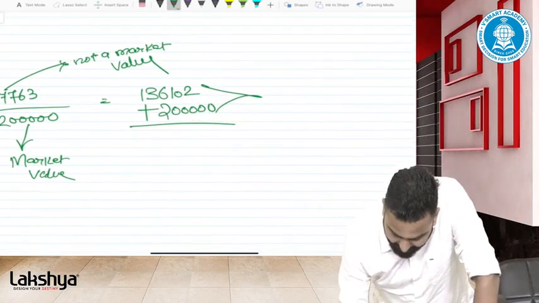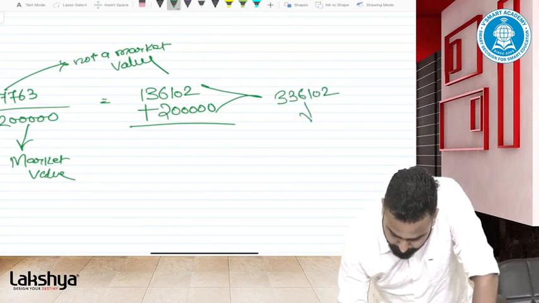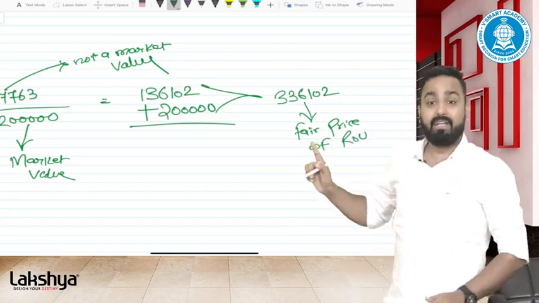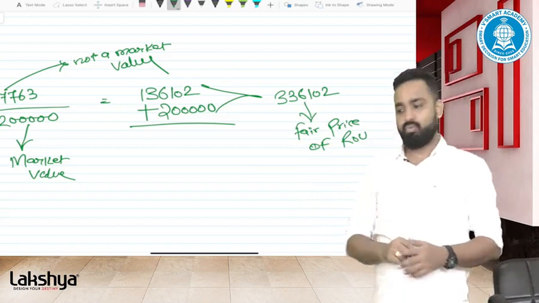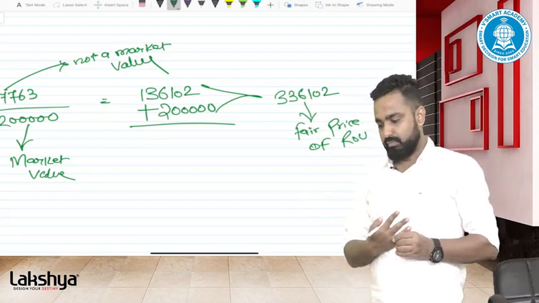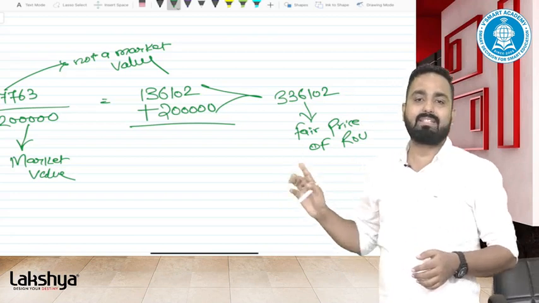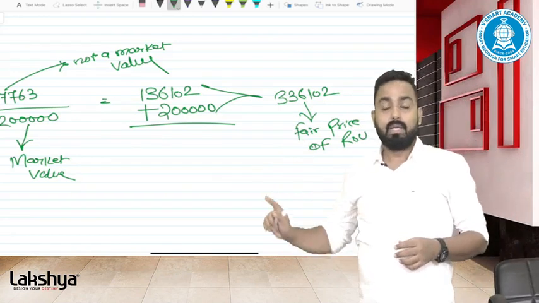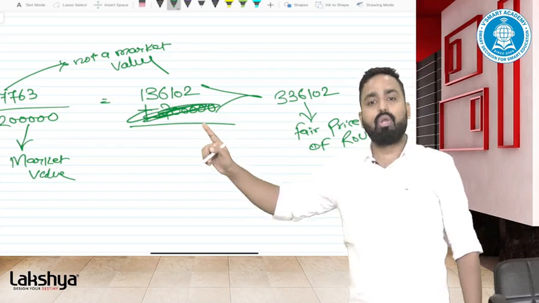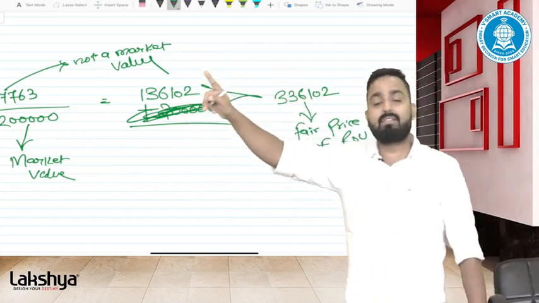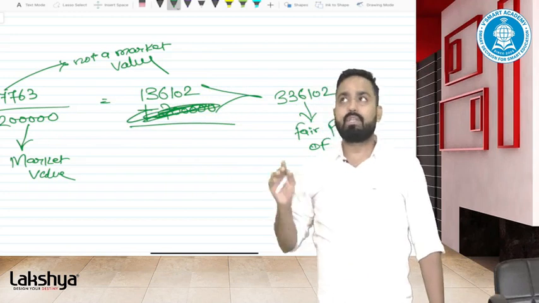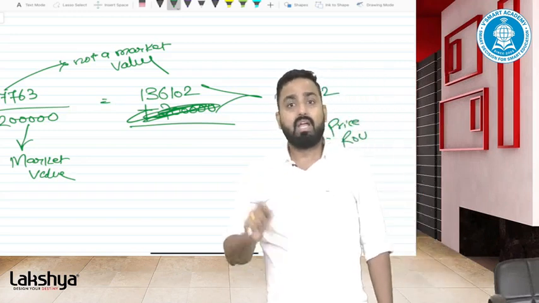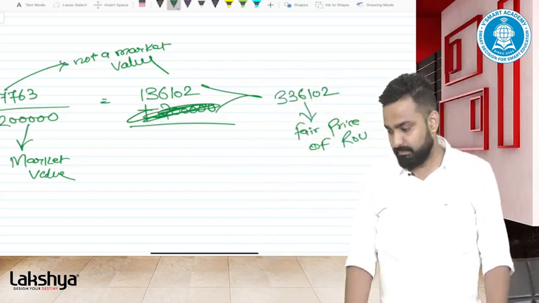Technically, the fair price of ROU should be 336,102. This is what we call fair price of ROU. Suppose you are not adding the 2 lakh rupees to this 136, and you are recording 136 only in the ROU, this reflects the present value of lease rent, which is lower than the market value. Our ROU should be recorded at the fair price.